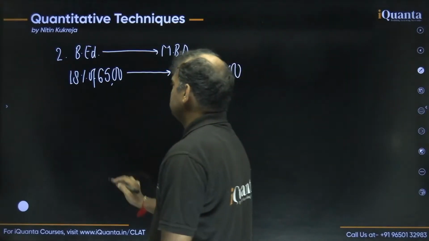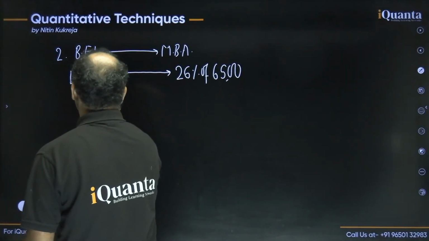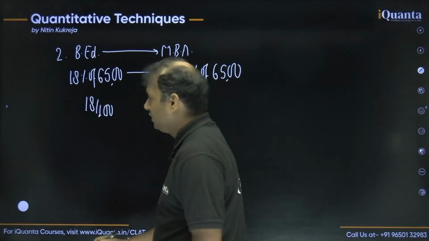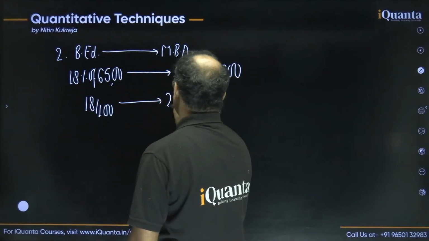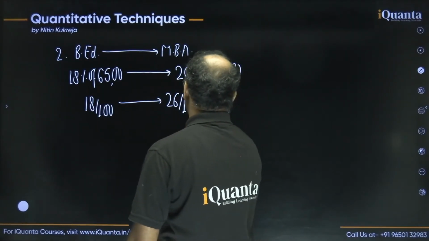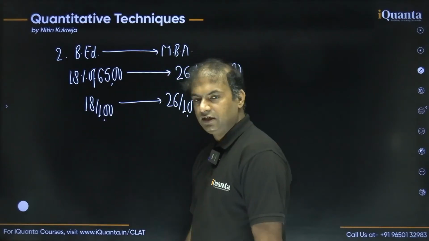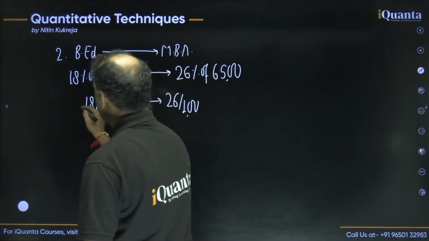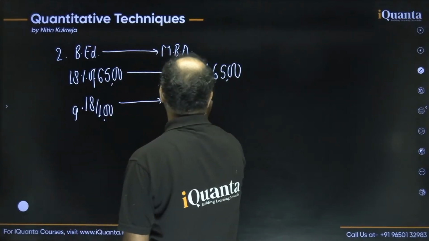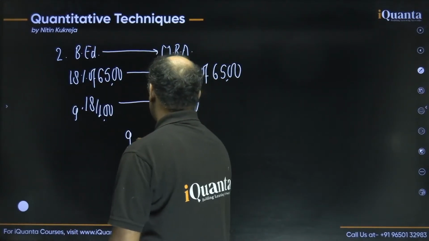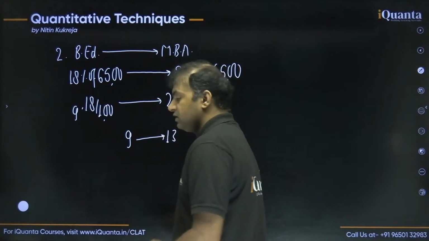Simple. Then we can say this is 18 by 100 actually. Percentage is nothing but by 100. Here 26, again 26% is 26 by 100. So 100 will be cancelled out. And among 18 and 26, 2 is common, so this must be 9 and this must be 13. So initial value is 9 and final value is 13, simple.